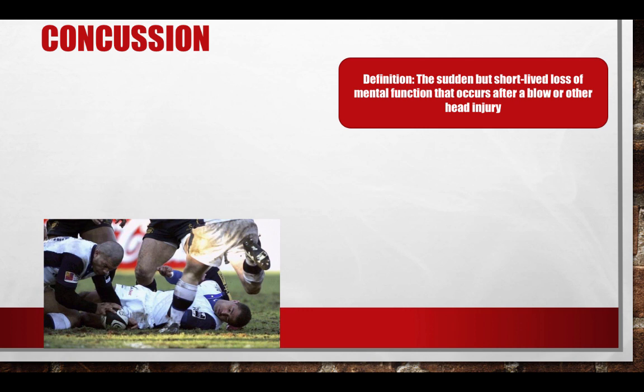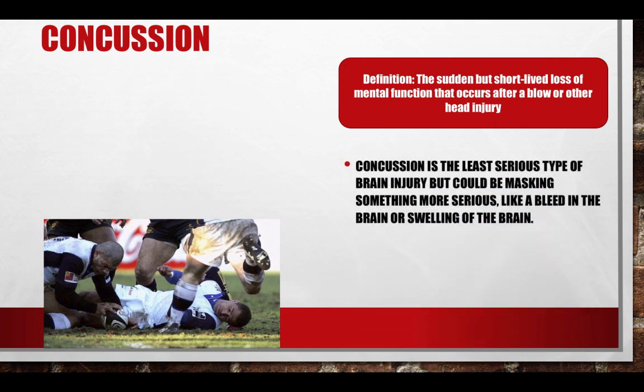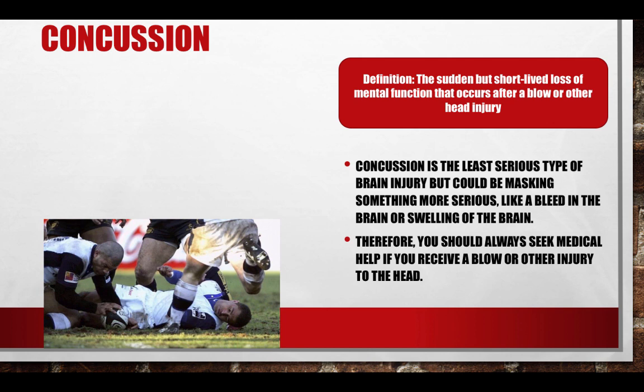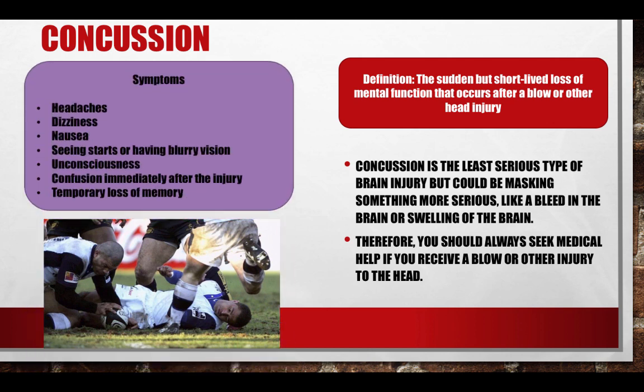Concussion is defined by the sudden but short-lived loss of mental function that occurs after a blow or other head injury. Concussion is the least serious type of brain injury, but could be masking something more serious, like a bleed in the brain or swelling of the brain. Therefore, you should always seek medical help if you receive a blow or other injury to the head. Some of the symptoms: headaches, dizziness, nausea, seeing stars or having blurry vision, unconsciousness, confusion immediately after the injury, or temporary loss of memory.